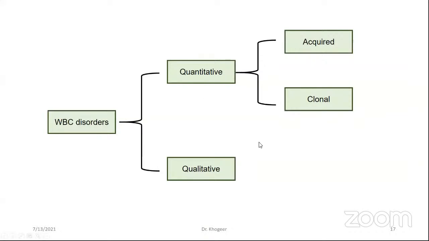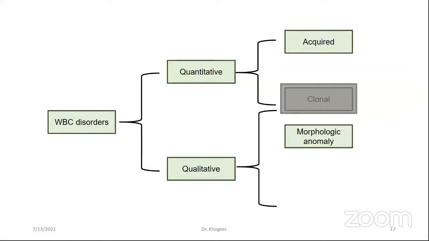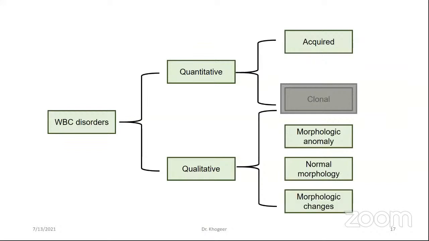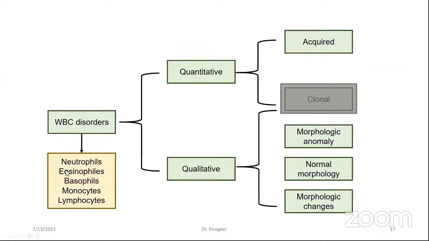For qualitative alteration, it can be categorized into 3 conditions: morphologic abnormalities, or with normal morphology, and those with morphological changes. Each white blood cell we have, the neutrophil, eosinophils, basophils, monocyte, lymphocytes, may have either a qualitative or quantitative abnormality. Many times, almost all cases show quantitative and qualitative abnormalities parallel together.